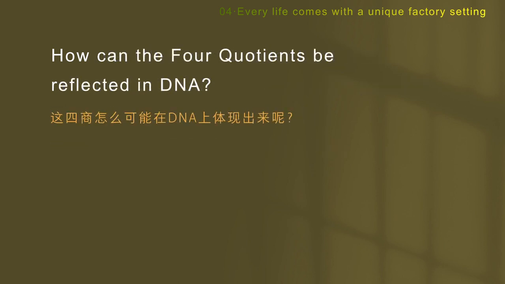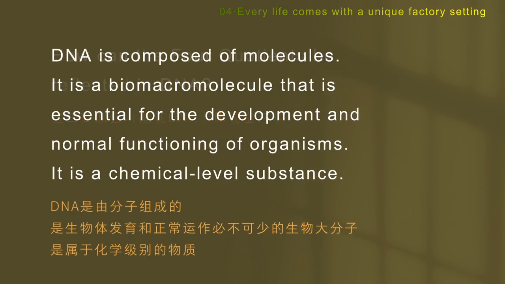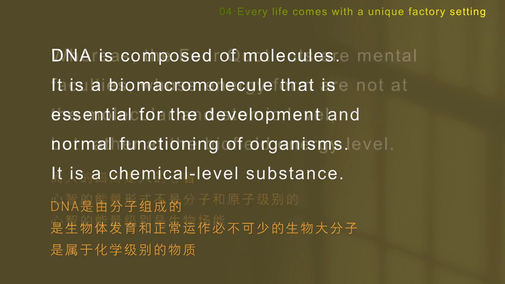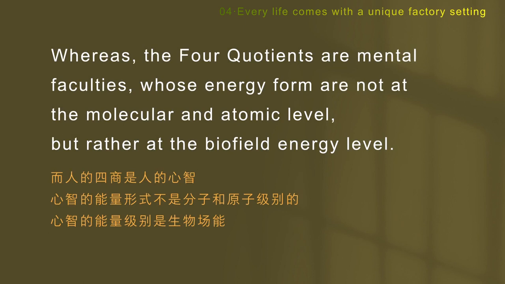How can the four quotients be reflected in DNA? DNA is composed of molecules. It is a biomacromolecule that is essential for the development and normal functioning of organisms. It is a chemical level substance, whereas the four quotients are mental faculties whose energy form are not at the molecular and atomic level, but rather at the biofield energy level.